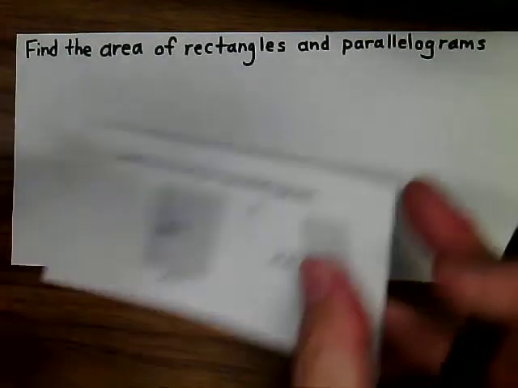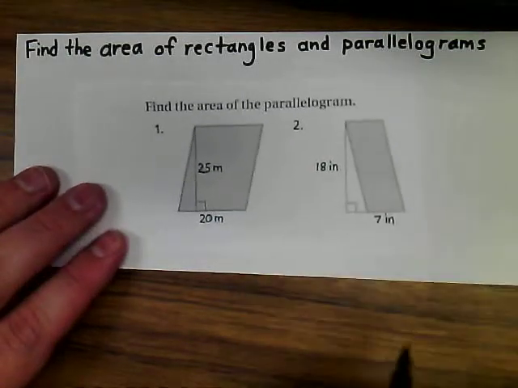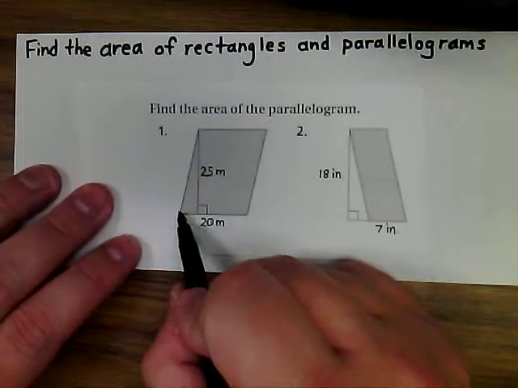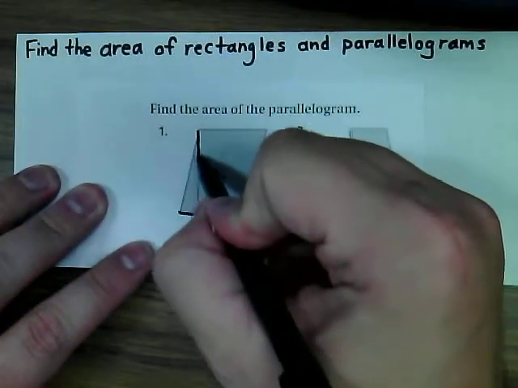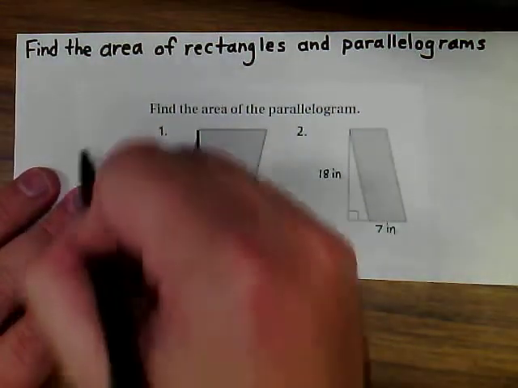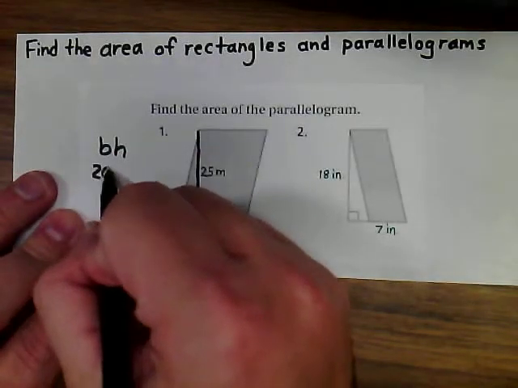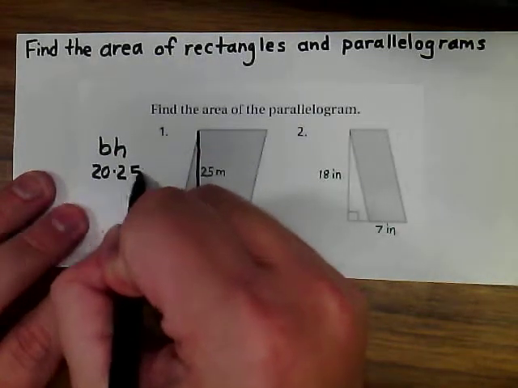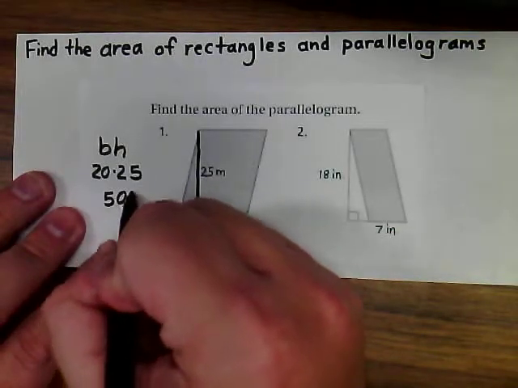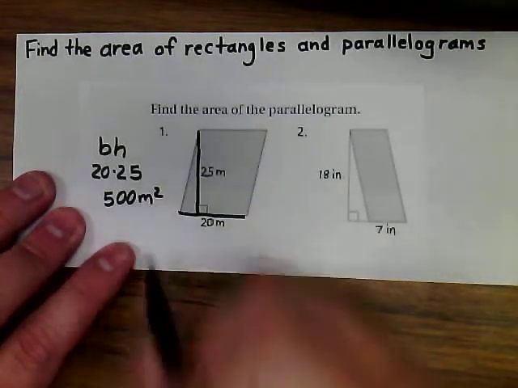In the last two examples, there's some larger numbers, but it's still the same concept. Your base times your height. So you would do base times height, or 20 times 25, which equals 500 meters squared.